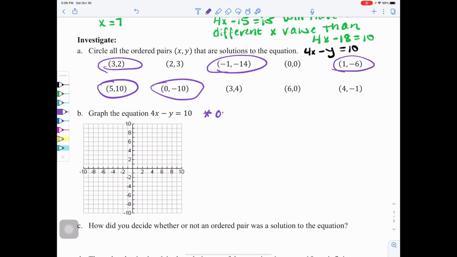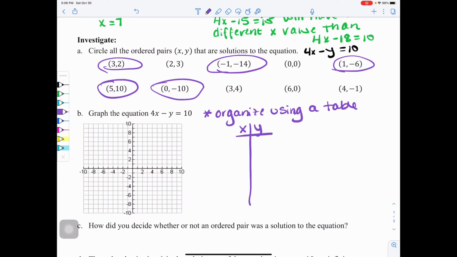So we are going to organize our solutions using a table. So we will make an XY table and we'll order our coordinates from least to greatest in this table. So starting with our lowest, which was (-1, -14), we then have (0, -10), then (1, -6), then (3, 2), and (5, 10). So now let's go over to the graph and plot these coordinates.